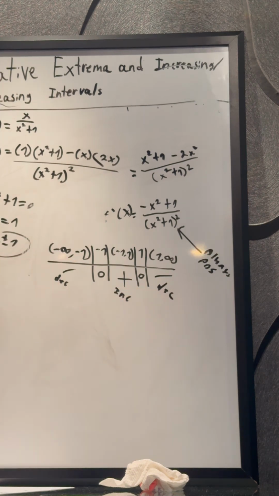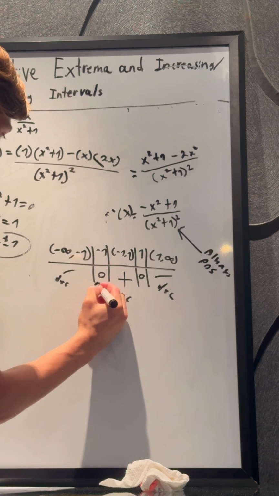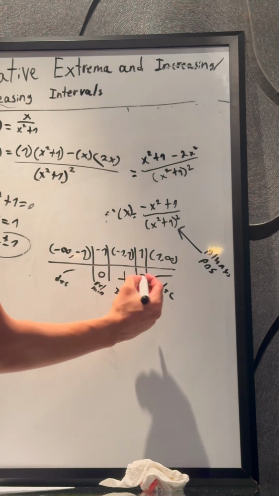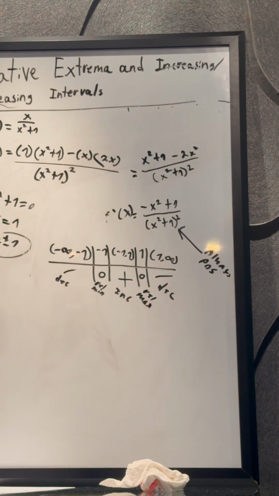And now we have to apply what we learned in example 1 and see how our derivative changes. So our derivative changes sign from negative to positive. That means here we're going to have a relative minimum. And here it's going to change from positive to negative, which means we're going to have a relative maximum. Okay, so this is it. Remember, whenever our derivative changes signs, that means we might have a relative extrema.